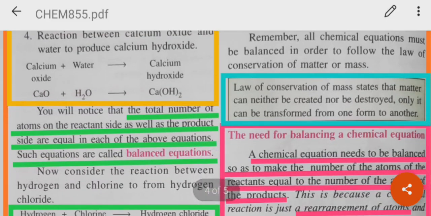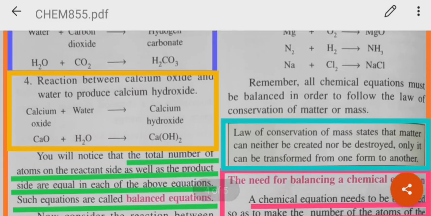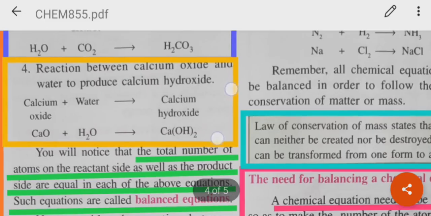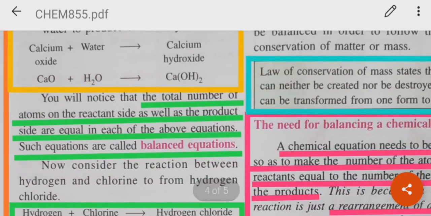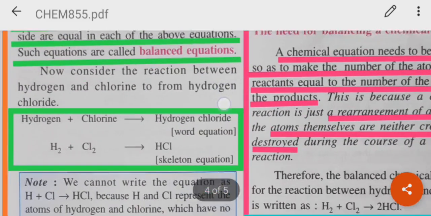Now, we will notice that the total number of atoms on the reactant side as well as the product side are equal in each of the above equations. For example, let us take this equation. Calcium is 1 number of atom, oxygen is 2, hydrogen 2 on the left hand side. Right hand side, calcium is 1, oxygen is 2, hydrogen is 2. So, the number of atoms are equal in both the sides. So, such equations are called balanced equations.